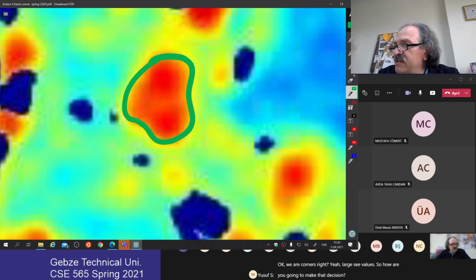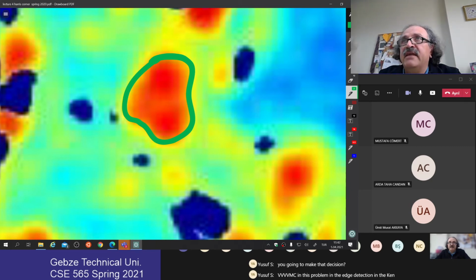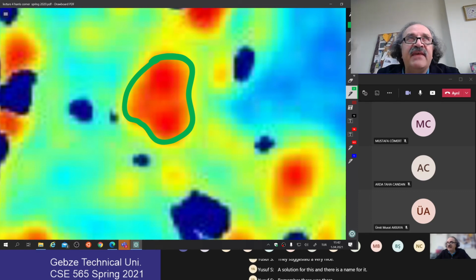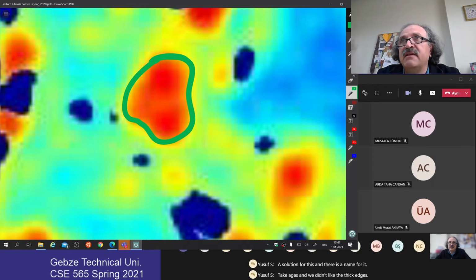We have seen this problem in edge detection, in the Canny edge detection, and they suggested a very nice solution for this, and there is a name for it. Remember, there was a problem with very thick edges, and we didn't like thick edges. What did we do to eliminate the thick edges with the Canny edge detection?